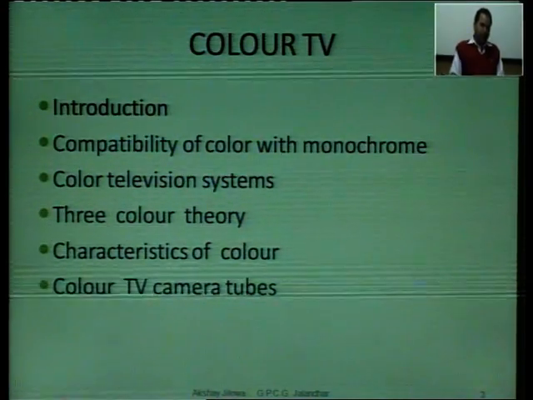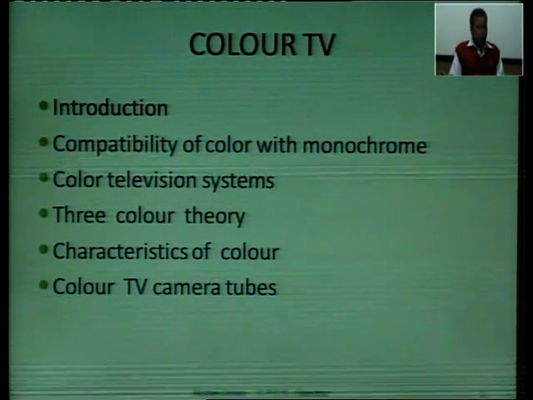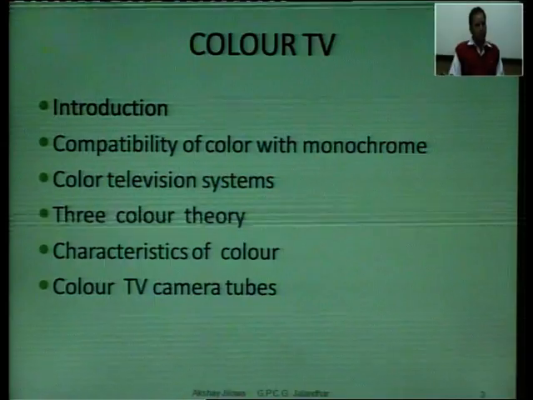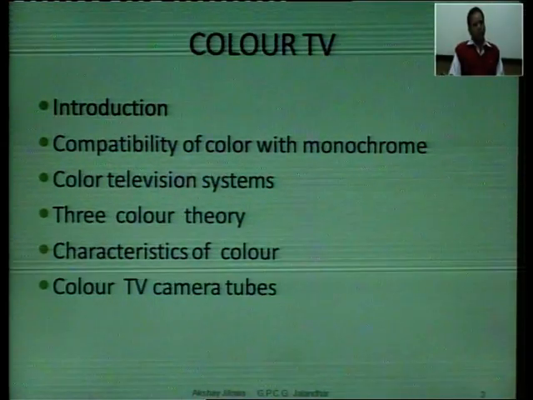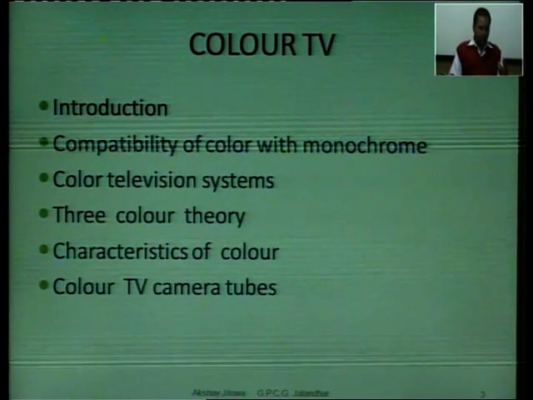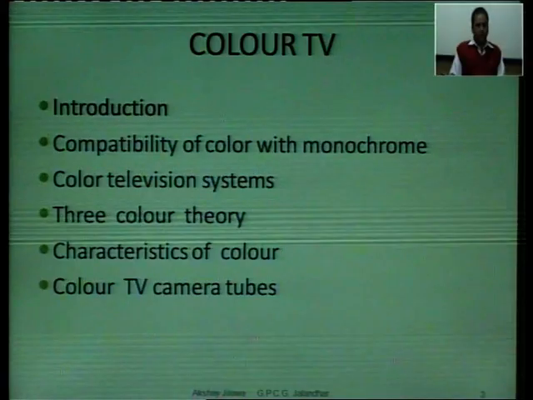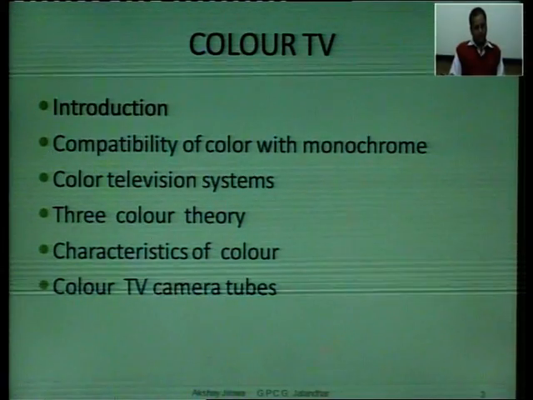Then characteristics of color. What are the characteristics of colors? How do the colors behave? How do they appear, as if we see a particular color of a particular tint, why does it appear so? So, we will be discussing what those characteristics are.